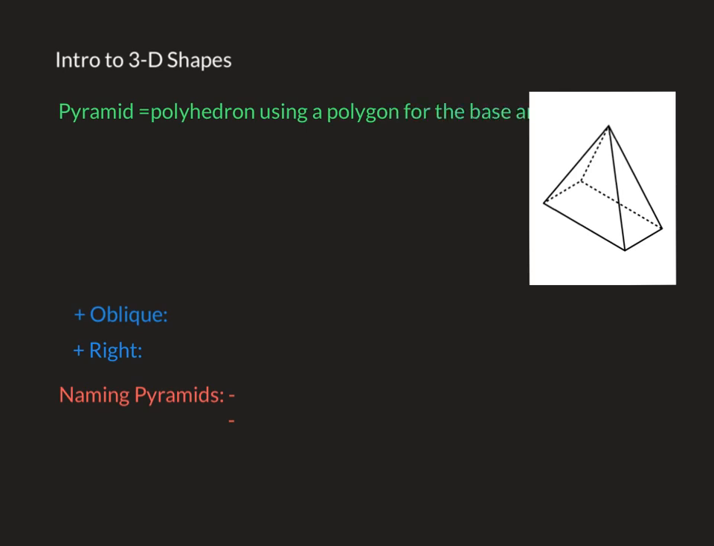and then a point that is not in the plane of the base. That point is normally called the apex. And that point, the apex, is connected with a line segment from each vertex to the apex.